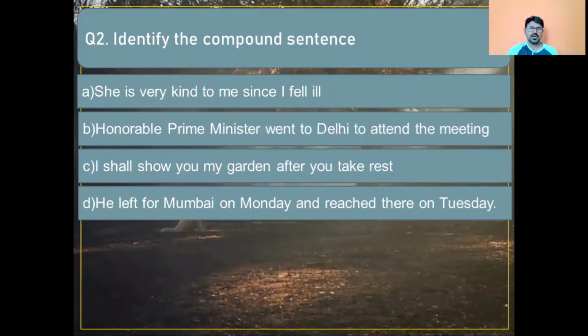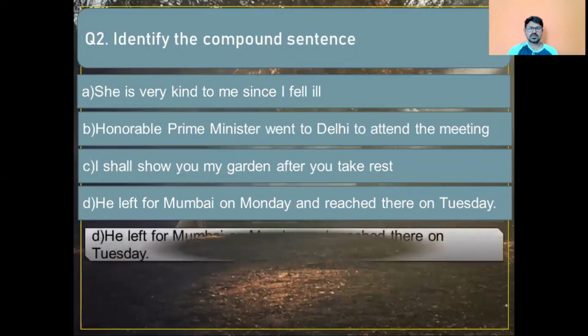Question number 2. Identify the compound sentence. Option A. She is very kind to me since I fell ill. Option B. Honorable Prime Minister went to Delhi to attend the meeting. Option C. I shall show you my garden after you take rest. Option D. He left for Mumbai on Monday and reached there on Tuesday. Dear students, please identify the compound sentence here.